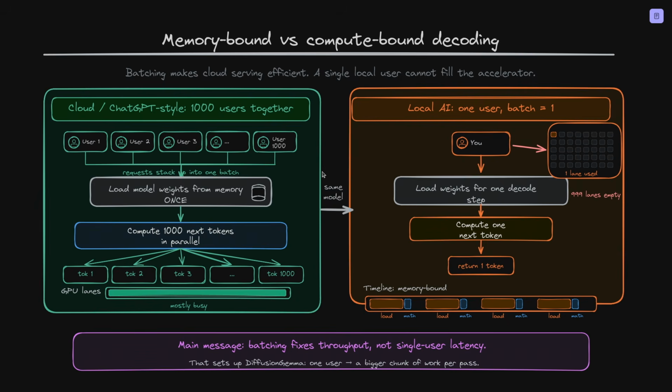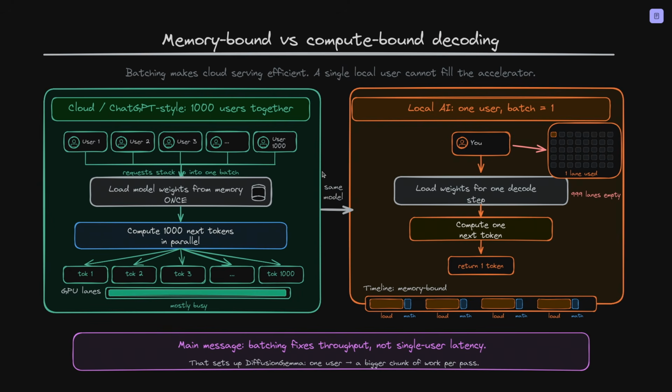So let's start with the normal LLM setup. Most language models generate text one token at a time. The model reads the prompt, predicts the next token, adds that token to the context, and then runs again to predict the next one. This is autoregressive decoding. Now, this sounds a bit inefficient, but in the cloud it works very well.